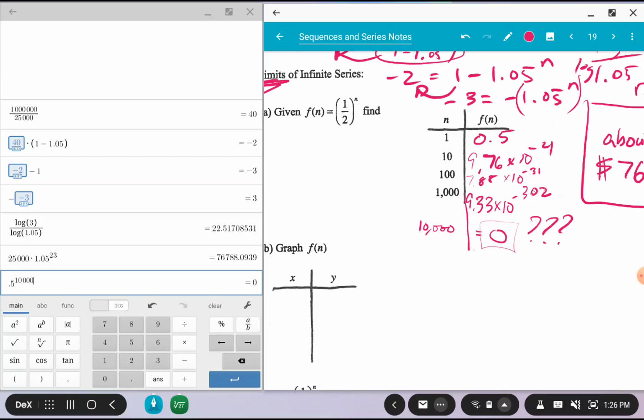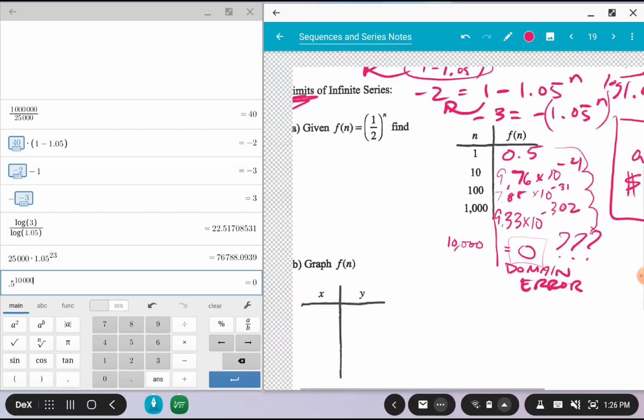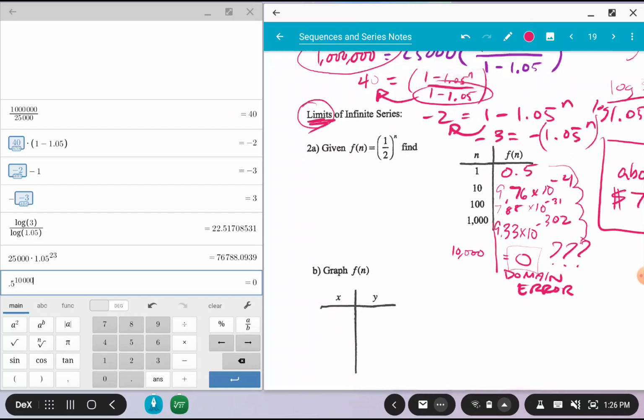Maybe your calculator even says something like domain out of bounds, a domain error, right? This is actually a value where it's not really working out for us. We know that 0.5 to the 10,000 doesn't actually give us 0, but as you can see from our table, our number is getting smaller and smaller, basically getting really, really close to 0. That's what it means to find a limit.